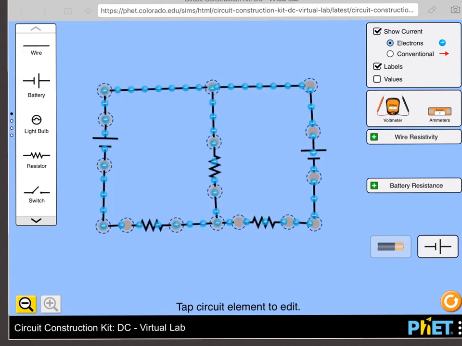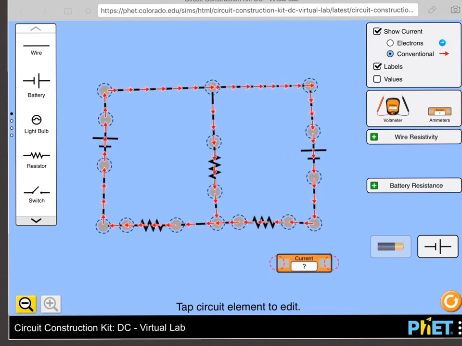If we change it to the schematics, you can see it looks like the problem, using conventional current for the direction of the positive flow. And you can see here the direction that the current is flowing, and we had that incorrect, right?